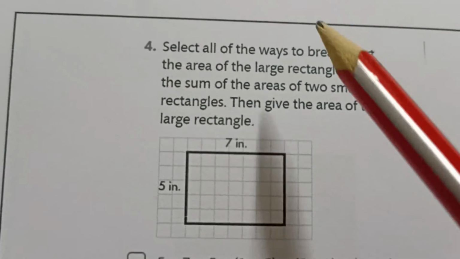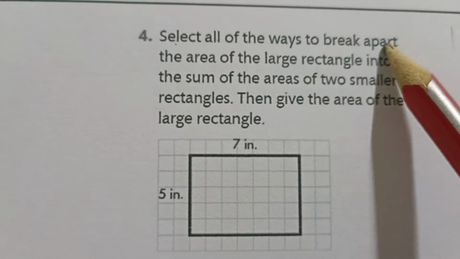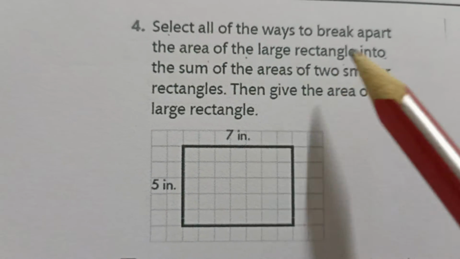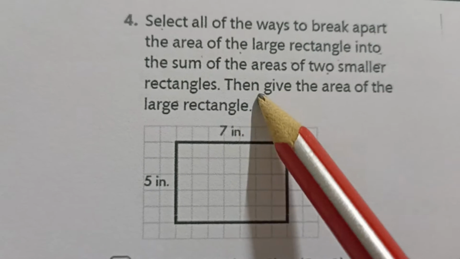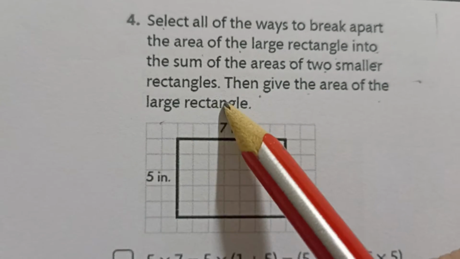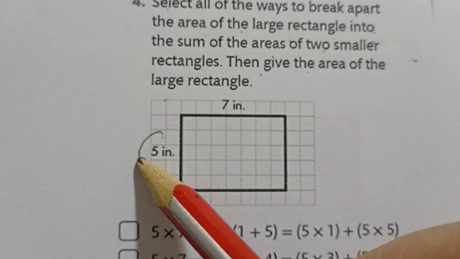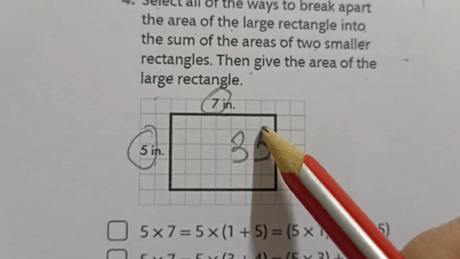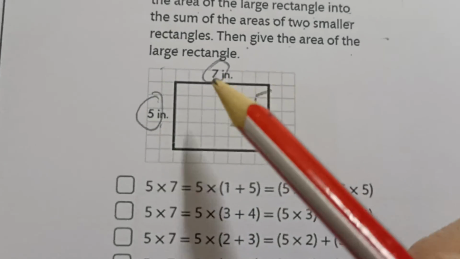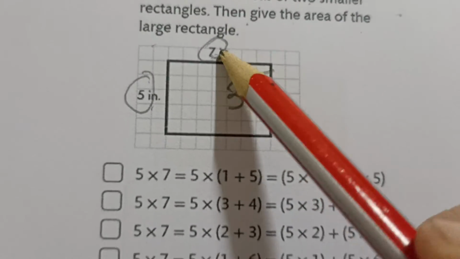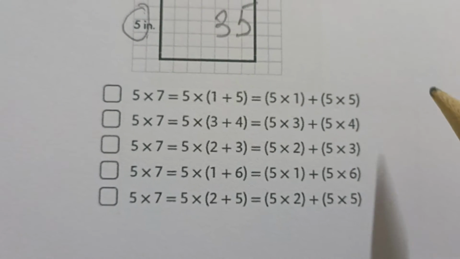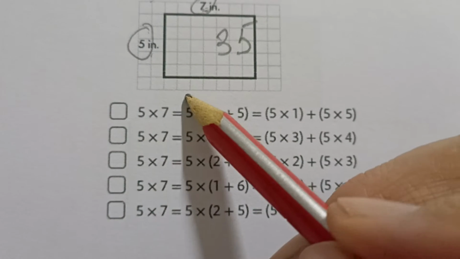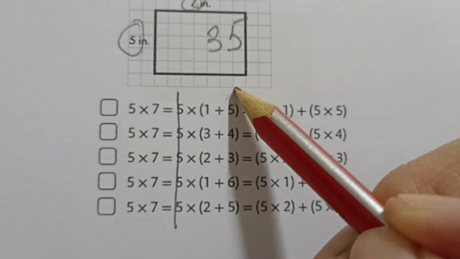Number 4. Select all the ways to break apart the area of the large rectangle into the sum of the areas of two smaller rectangles. Then give the area of the large rectangle. Okay, give the area at once, because 5 times 7 is going to be 35. Now we are going to break apart this 7, okay? If you look at all those numbers, you can see that it's almost the same. So please pay attention to this part.